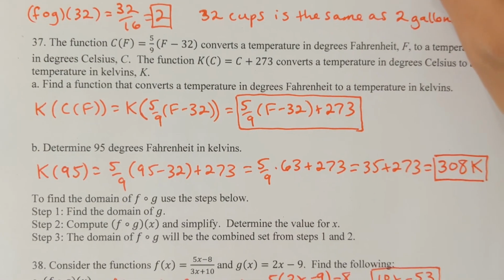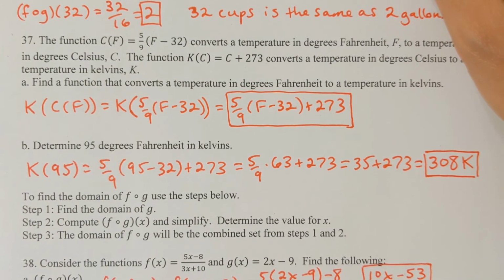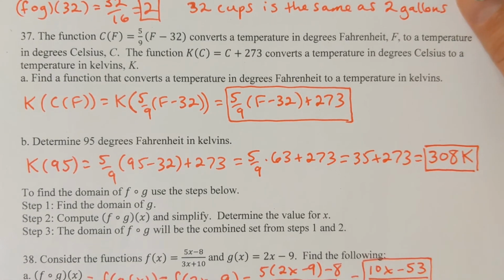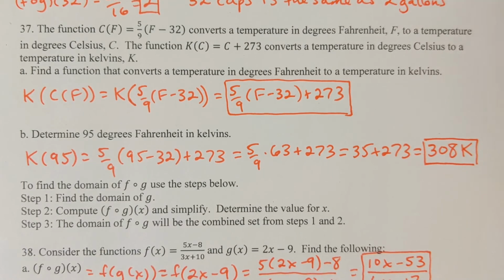Problem 37 is another application. Scientists often have to work with temperatures, and the common unit measurements that they would work with would be degrees Fahrenheit, degrees Celsius, and kelvins. So suppose that you had a temperature in degrees Fahrenheit, excuse me, and you wanted to know what that would be in kelvins.